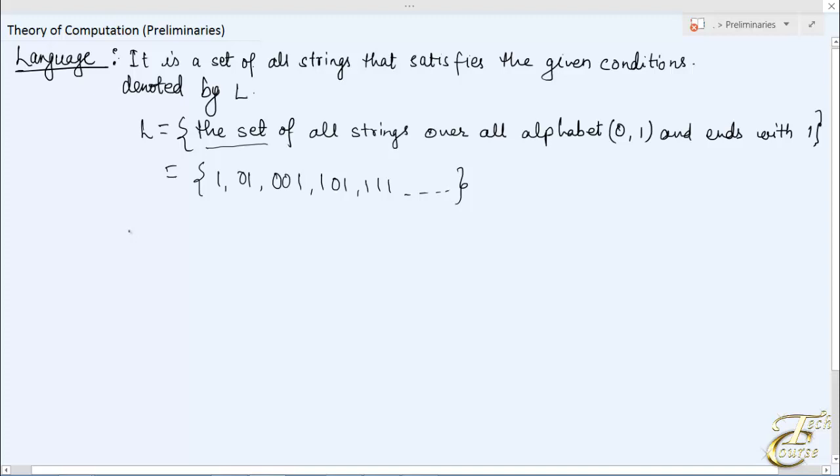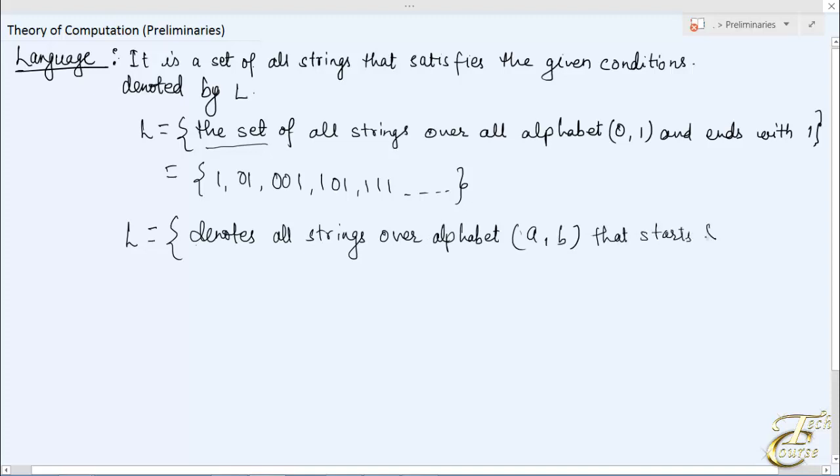So let's take another example of a language. Suppose language L denotes all strings over the alphabet 0, 1 that start and end with the same symbol. In this case, the set of strings are 0, since it starts with 0 and ends with 0 and is composed from the symbol 0. Similarly, 1, since it starts and ends with the same symbol. Similarly, 0 0, since it starts with 0 and also ends with 0.